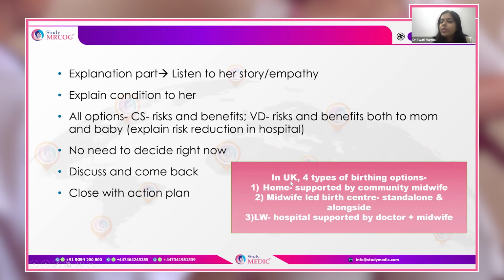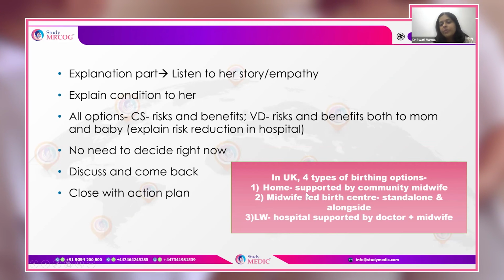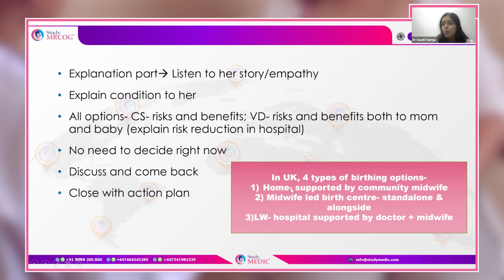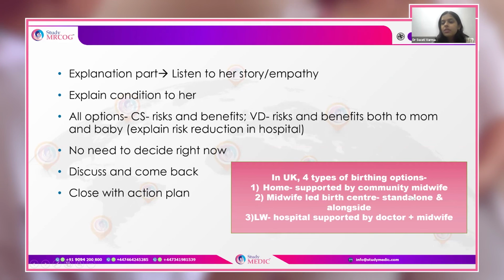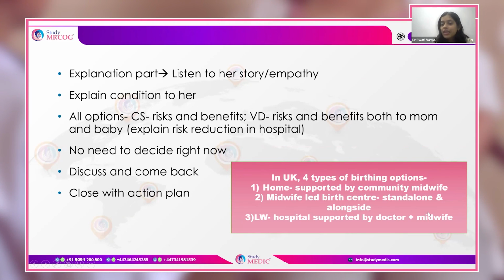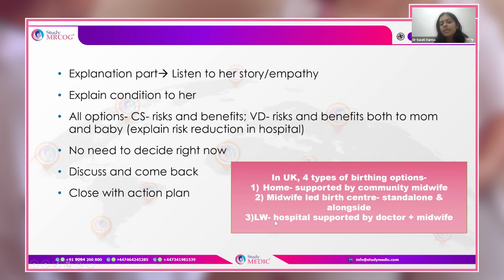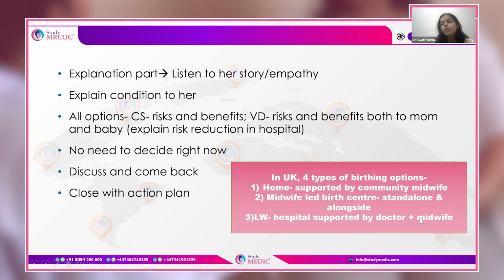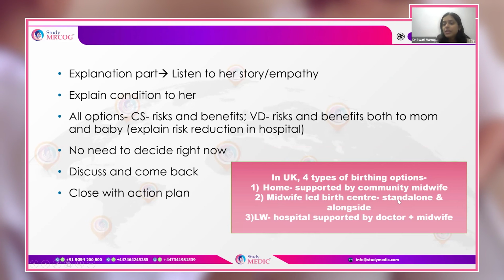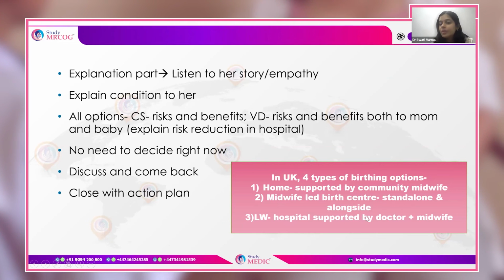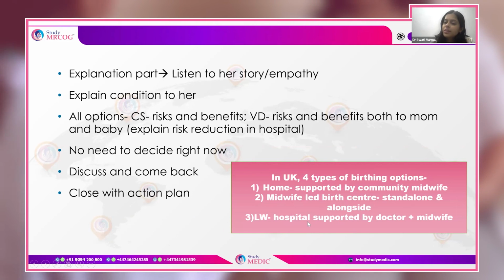So just for your review, in the UK, there are 4 types of birthing options. She may be delivering at home, supported by a community midwife. If she wants to deliver at home and she is very insistent, then at least you can tell her to deliver in an alongside midwifery unit also. Like suppose VBAC, she wishes to undergo VBAC at home. Tell her the option of an alongside midwifery unit also, but it's best that she delivers in hospital supported by doctor and midwife, because options like continuous CTG are not available anywhere except a hospital setting. So it's best that she delivers in a hospital setting.